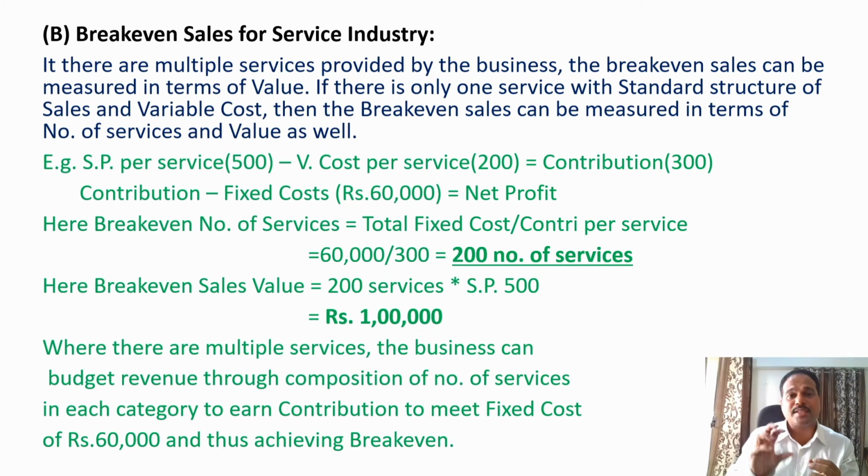So this is the case when there is only one service, and that is the standard structure. Where there are multiple services, the business can budget the revenue through the composition of the number of services in each category, 1, 2, 3, 4, to earn contribution to meet the fixed cost of 60,000 and thus achieve break-even. That is, from service 1, 2, 3, you get contribution of say X plus Y plus Z amount. When you total it up, you get the contribution of 60,000, which is equal to fixed cost. So you are coming to the no profit, no loss situation. Any services of category 1, 2, 3, 4 after that break-even point will be your net profit.